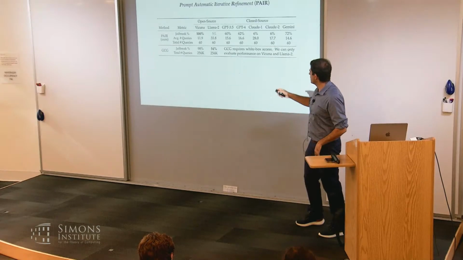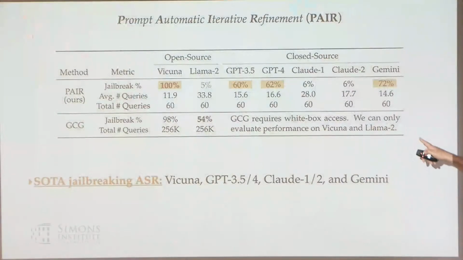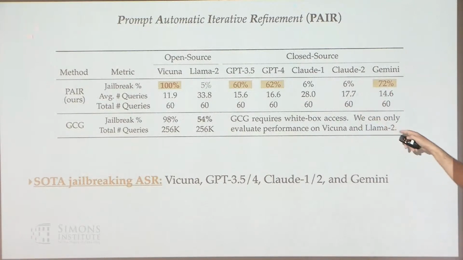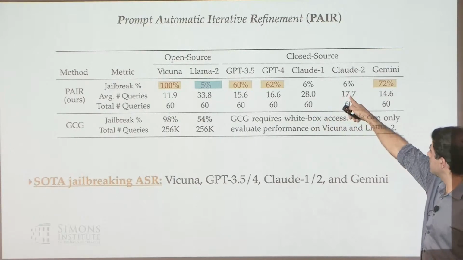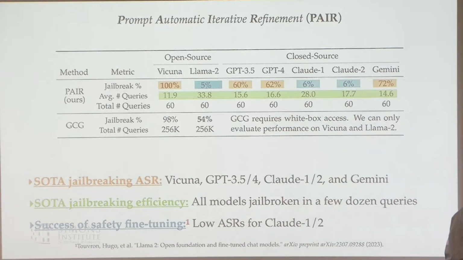So now, how does PAIR work compared to GCG? These are the percentages. On GPT and Gemini, it's very good. It's state of the art with respect to all these kinds of semantically meaningful, imperceptible prompts. But on Llama 2 and Claude, the percentages are very low. So as you said, Claude is quite robust. The reason is the following.